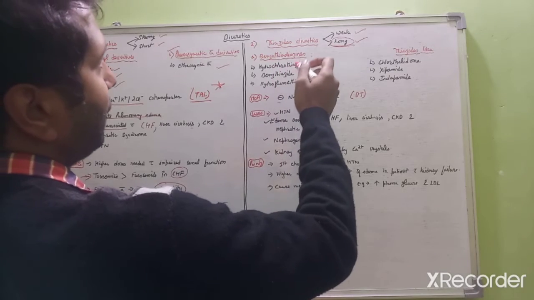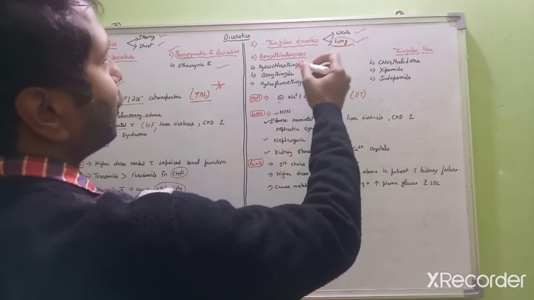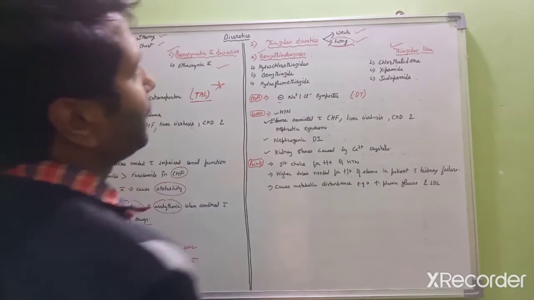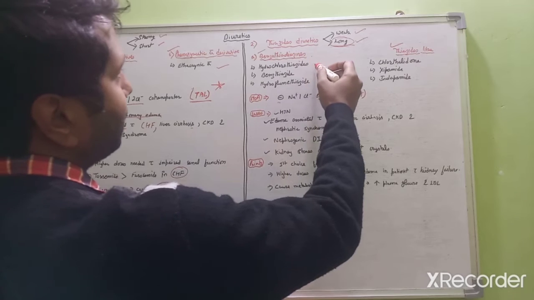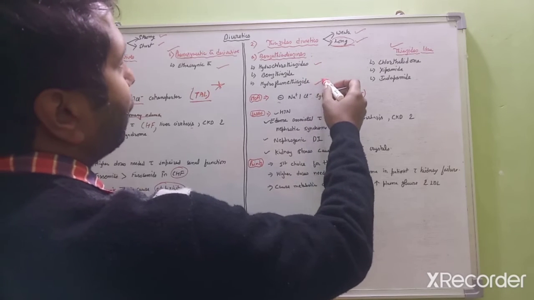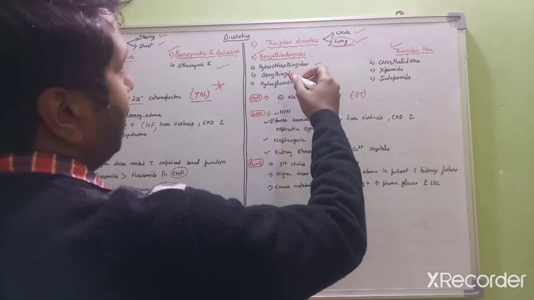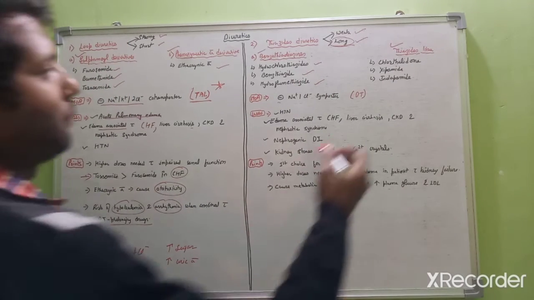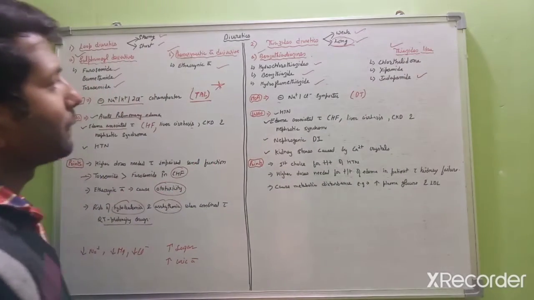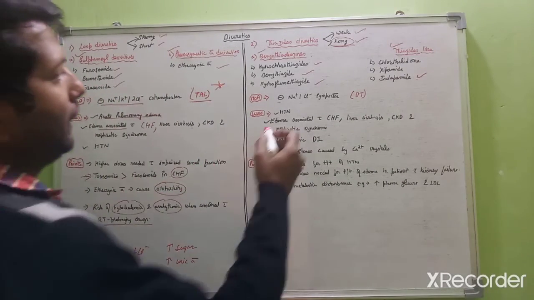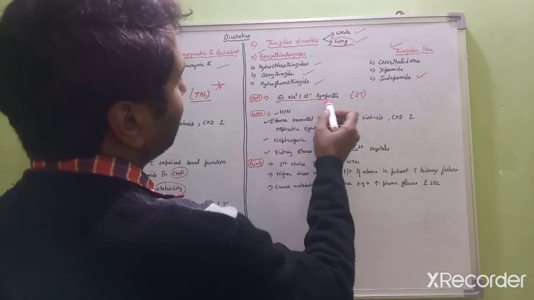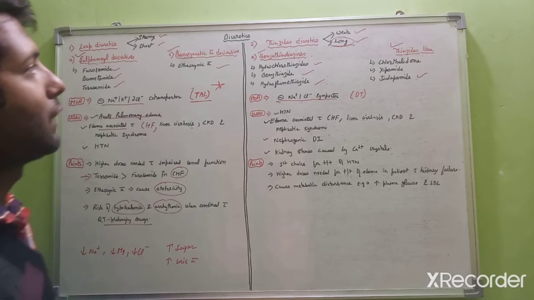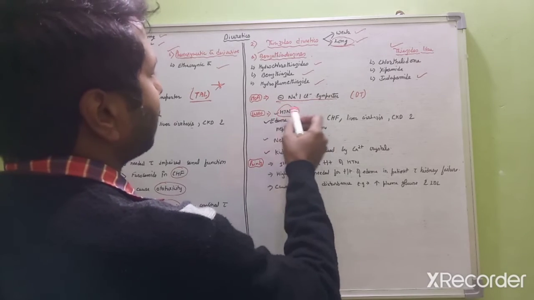In the thiazides, we have two categories: one is benzothiazines and the second is thiazide-like drugs. In benzothiazines, we have hydrochlorothiazide, hydroflumethiazide, and benzthiazide, whereas in the thiazide-like drugs, we have indapamide-like drugs. The mechanism of action of these thiazides is that they inhibit the sodium chloride symporter. Next are the uses of the thiazides. They are used in the management of hypertension.